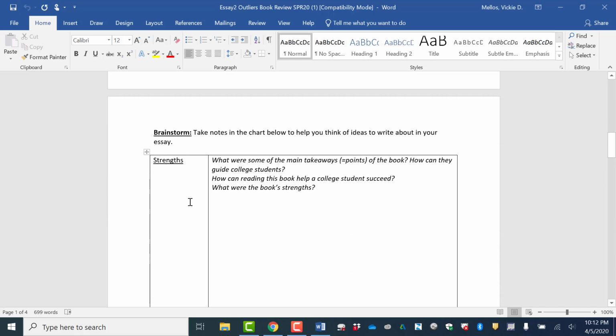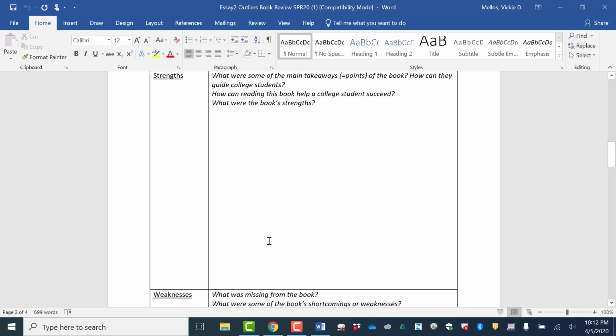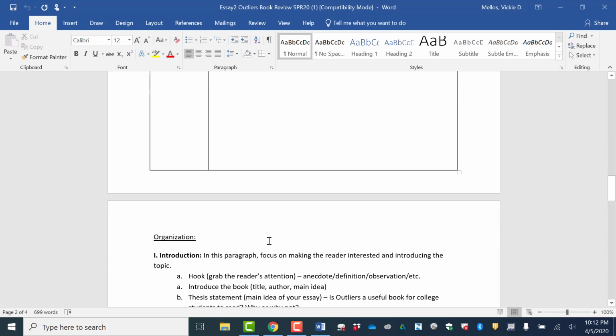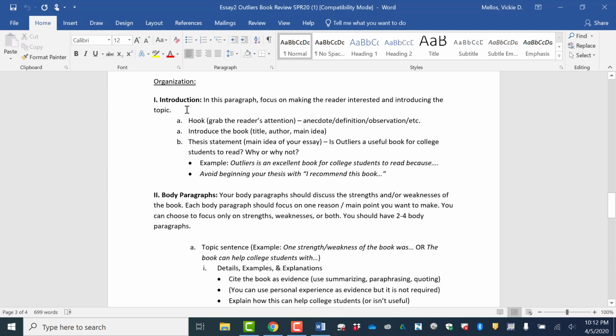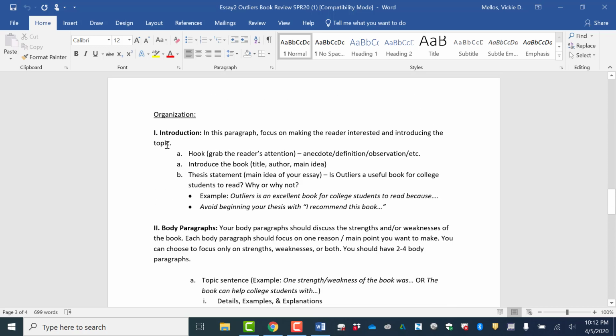Before you begin writing, you want to brainstorm what were strengths and what were some weaknesses. So you can do this on this document or on a piece of paper. And the third page explains how to organize the essay. So read through this before you write your essay.